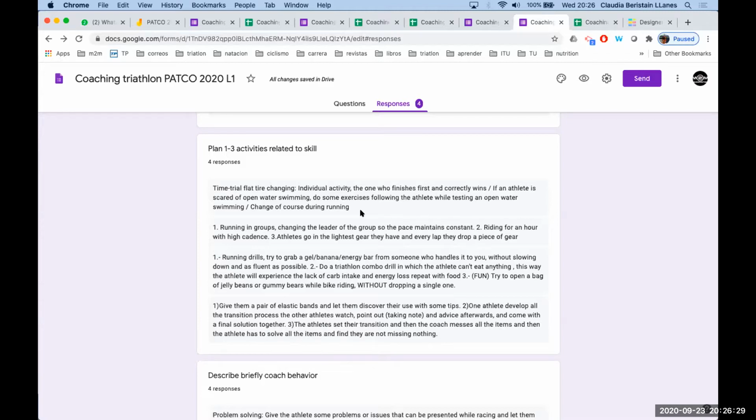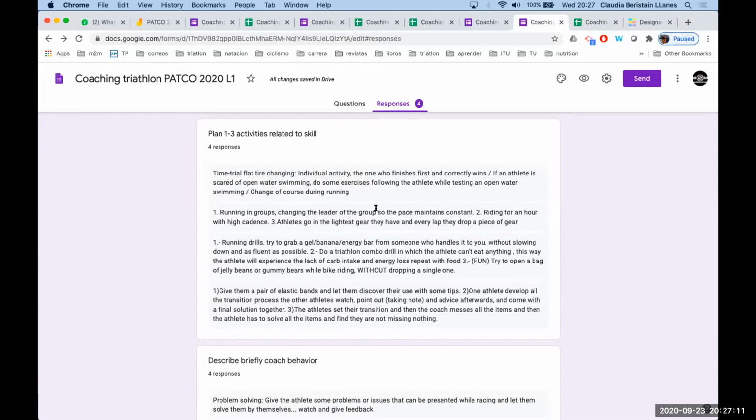So the activities that we selected for the first one, the fun activity, would be the time trial flat tire changing. It would be a contest between athletes. So they would have to change the tire in the fastest way, and the ones that finish first and correctly will win. The second one is if the athletes start swimming in open water, then we can do some exercises following the athlete with a kayak or a paddleboard while testing open water swimming. And the last one, change of course.